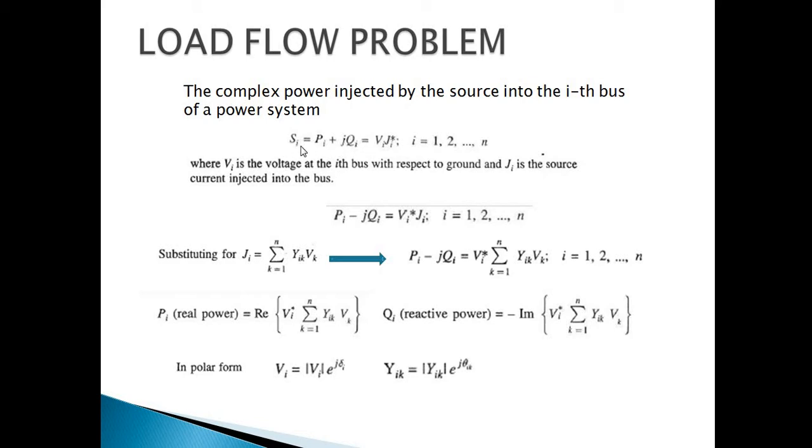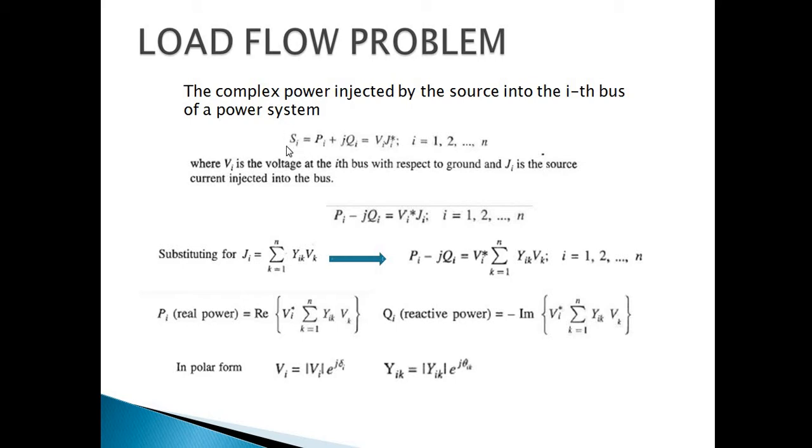Now this i indicates that we are talking about the ith bus or the ith node in case of a circuit. The ith node can be the first node, second node, third node. Let's say there are 50 nodes, 500 nodes or 5000 buses. So this i will take any one of those values. When I talk about S1, we are talking about the first node.